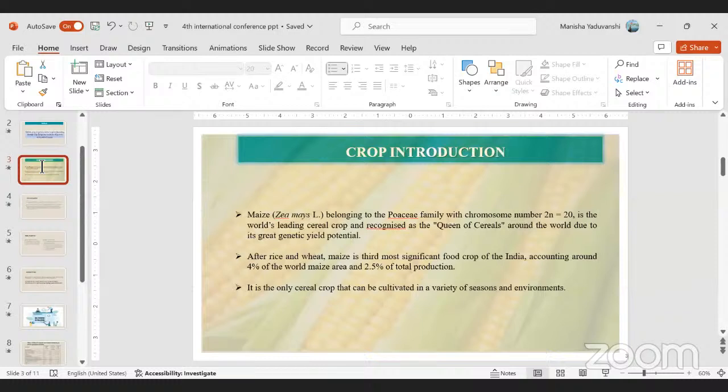The voice is breaking and it is not at all clear. The voice is breaking in between. It's not clear. The slide has stuck at the crop introduction itself.